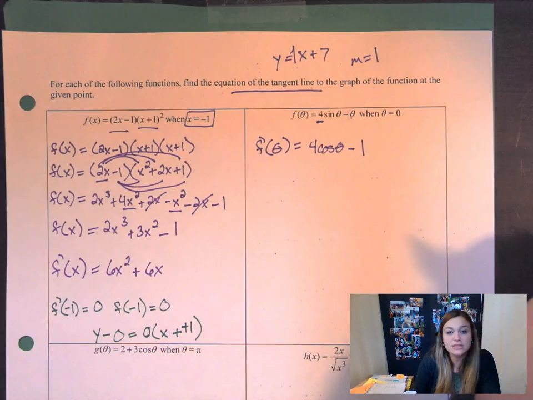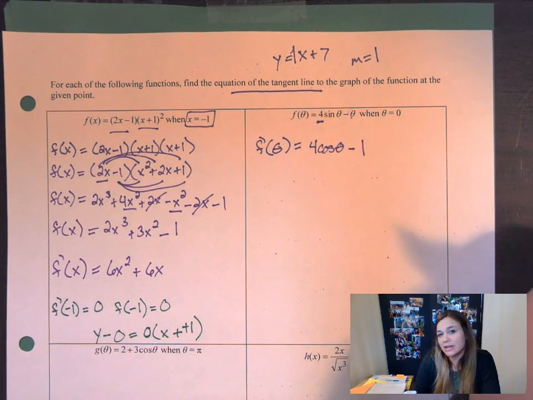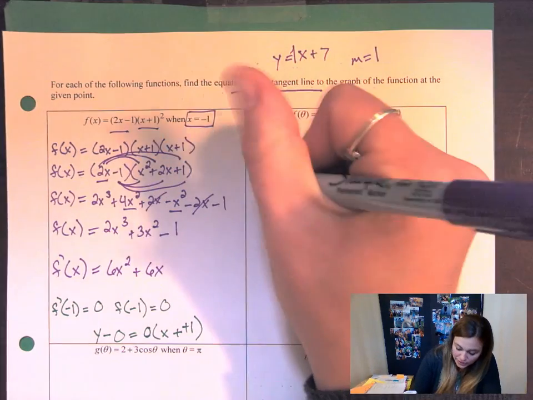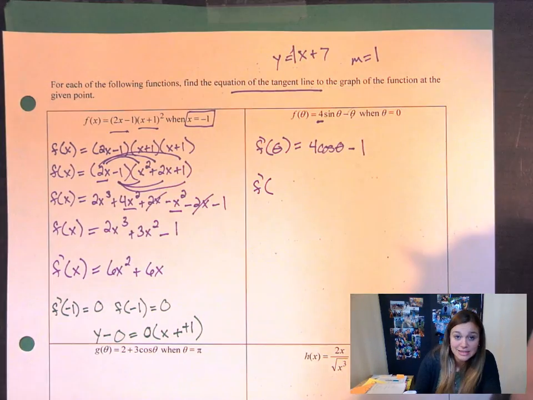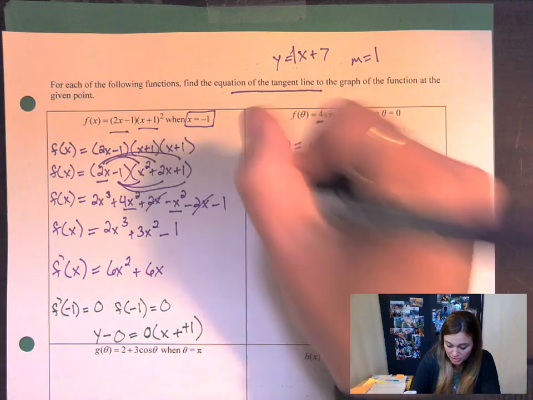Okay, so I do this to find the equation of a tangent line. I need two things. What are they? The slope and a point. So we've got this slope of the tangent line, also known as the derivative. So I'm going to find f prime of 0.